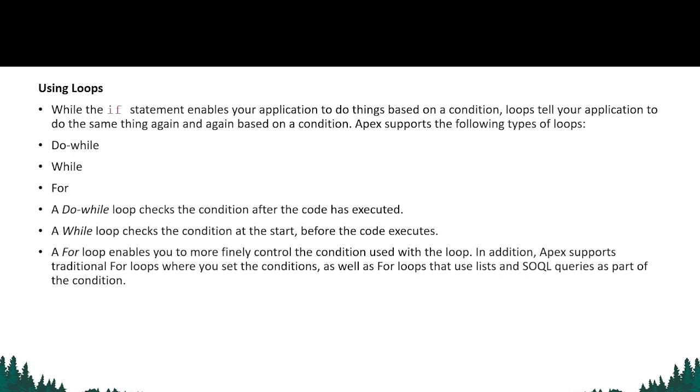We are also using different loops here. The if statement enables an application to perform an event or action based on a particular condition. Now a loop tells the application when to do the thing repeatedly based on a particular condition. The loops that are supported by Apex are do while, while, and for loop.